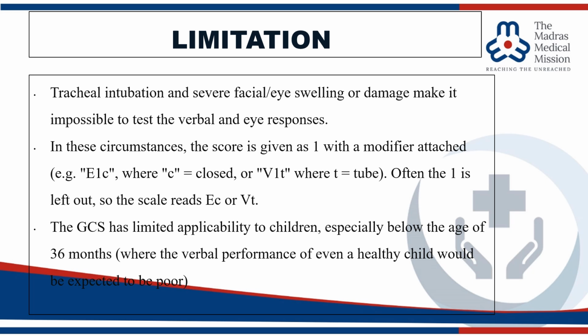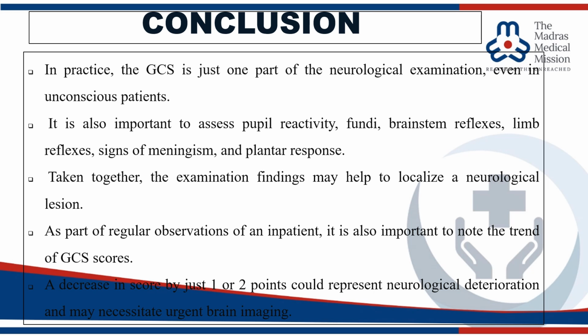The GCS is also limited in its applicability to children, especially below the age of 36 months, where verbal performance of even a healthy child would not be expected. So we cannot assess a patient using this GCS scale in these two situations. To conclude, in practice, the GCS is one part of the neurological examination even in an unconscious patient. It is also important to assess pupil reactivity, fundi, brainstem reflexes, limb reflexes, signs of meningitis, and plantar response along with the GCS to rule out any other conditions associated with the neurological system. Taken together, the examination findings may help to localize a neurological lesion.